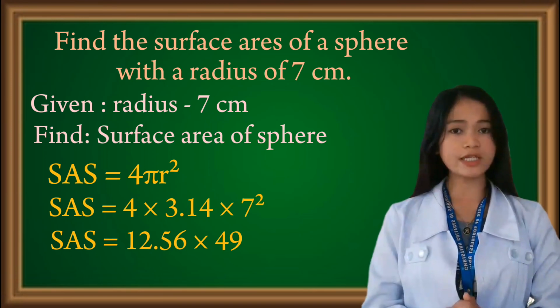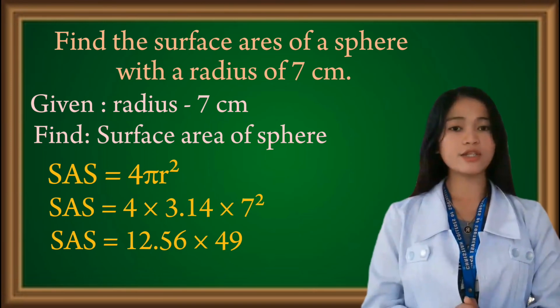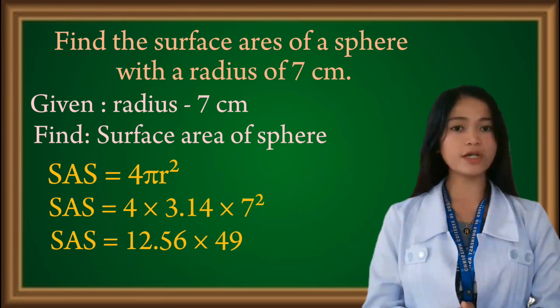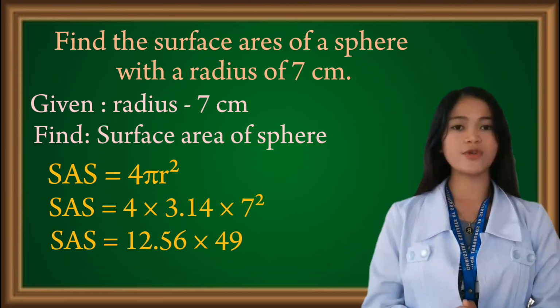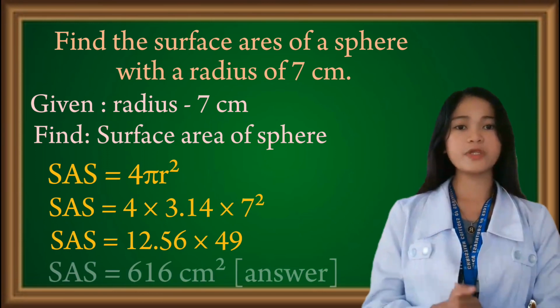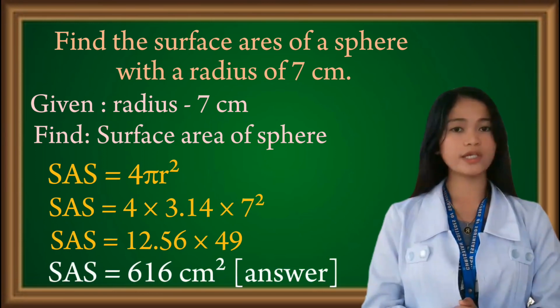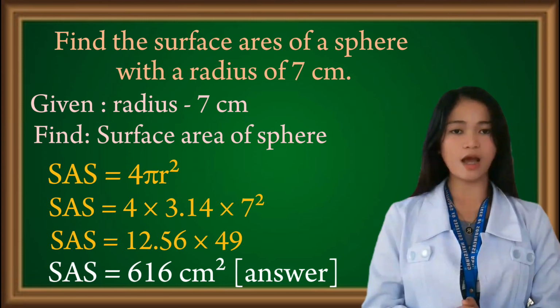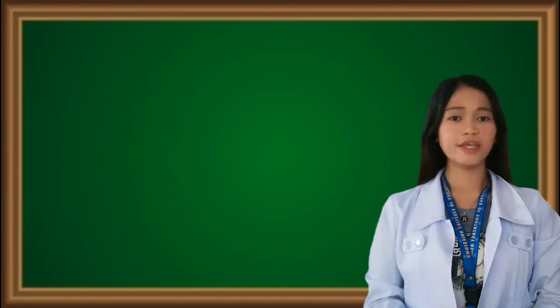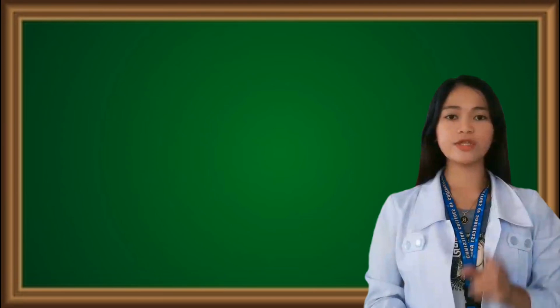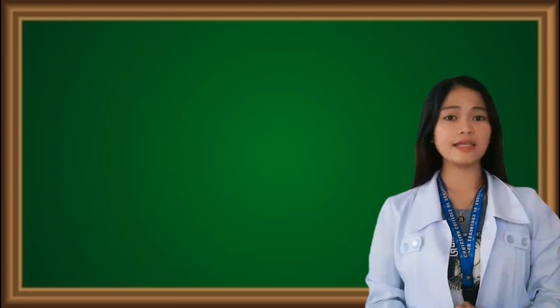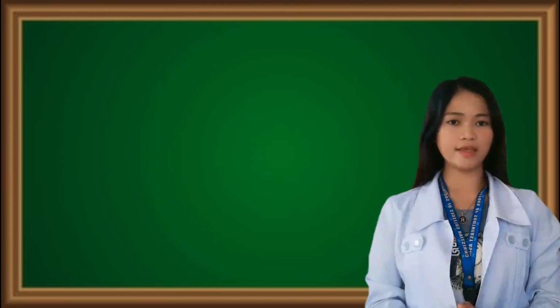12.56 times 49 is equal to 615.44, round off to 616. So surface area of a sphere equals 616 squared centimeter. And that is the answer. And this time, let's proceed to the second example. And example number 2 is like this.